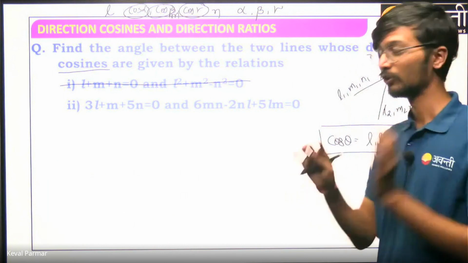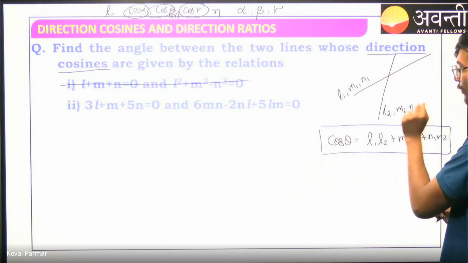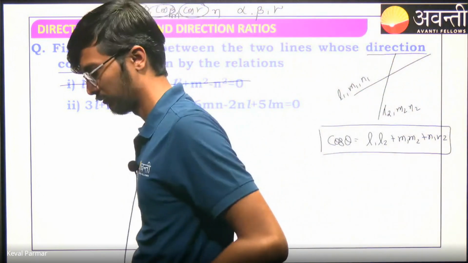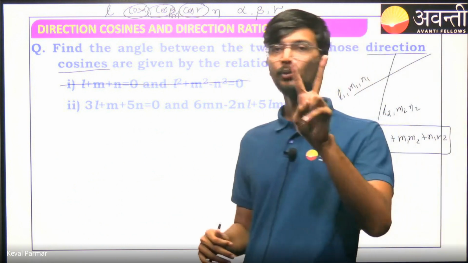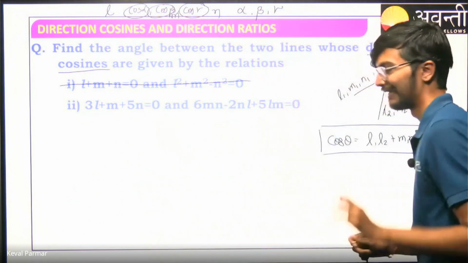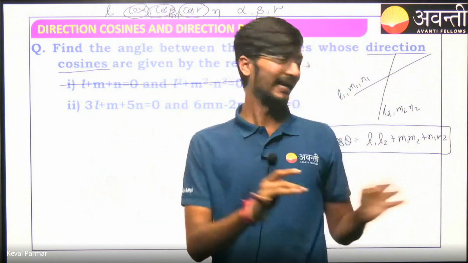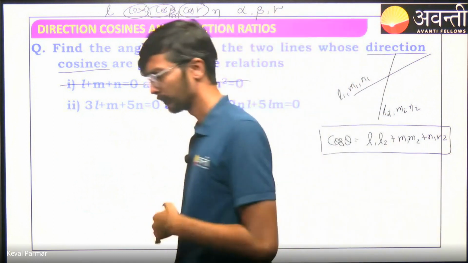So that means to use this formula, we need the values of L1 M1 N1 and L2 M2 N2. Are you with me, Antara, till here, all of you? Yes or no? Yes, sir. Okay. So we need to find L1, L2, M1, M2, N1, N2. For that, we have been given two equations, first equation and second equation. That means we have to solve these equations simultaneously to get these values.